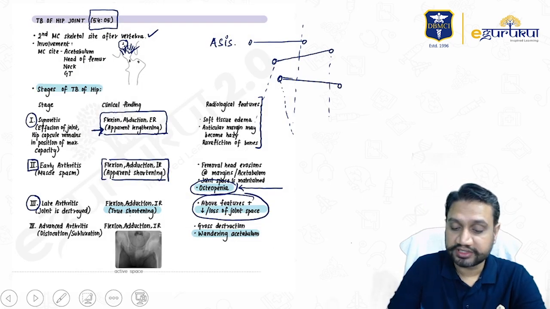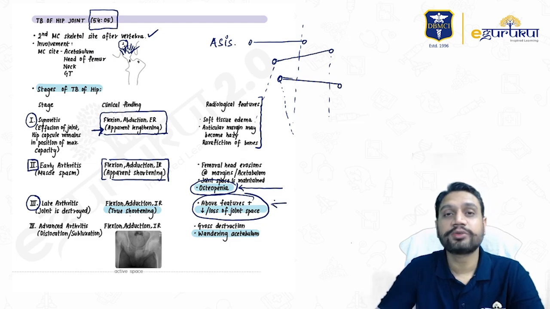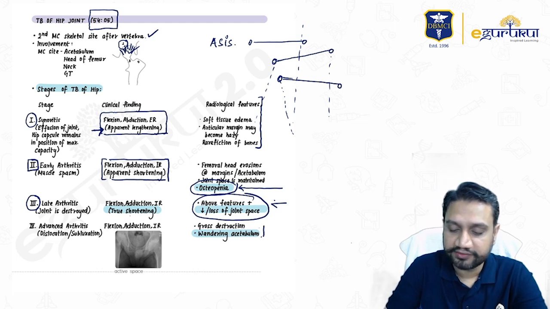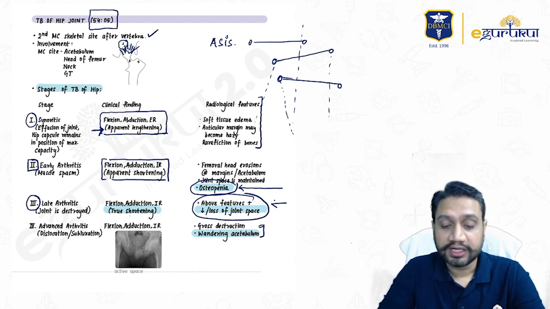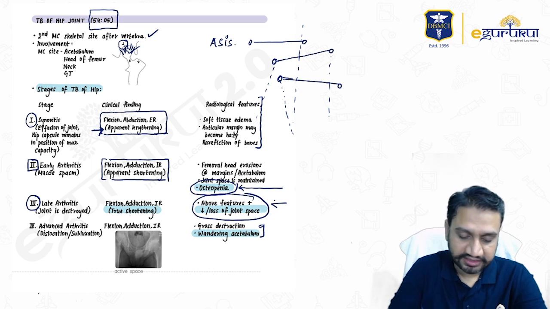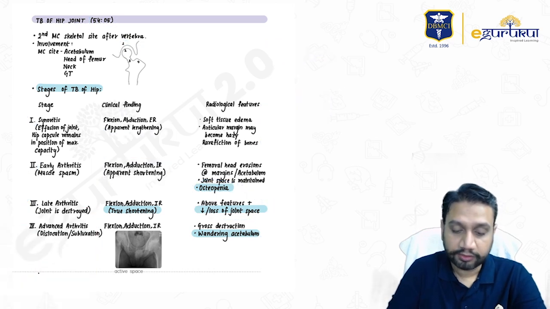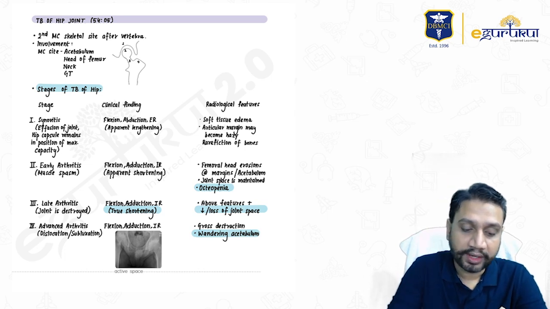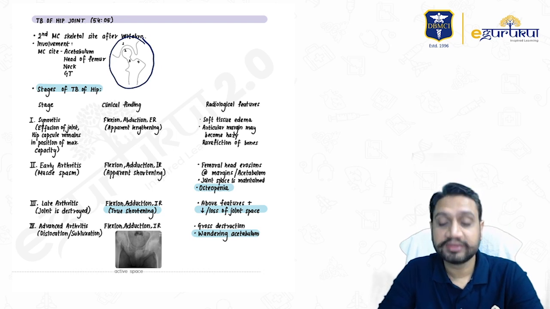So this was your stage 3, and stage 4 is what you call advanced arthritis or the wandering acetabulum. This is a classical stage of complications in tuberculosis of the hip. So remember 3 important things from this whole slide. One, the common sites involved in tuberculosis: the acetabulum and the head of the femur.